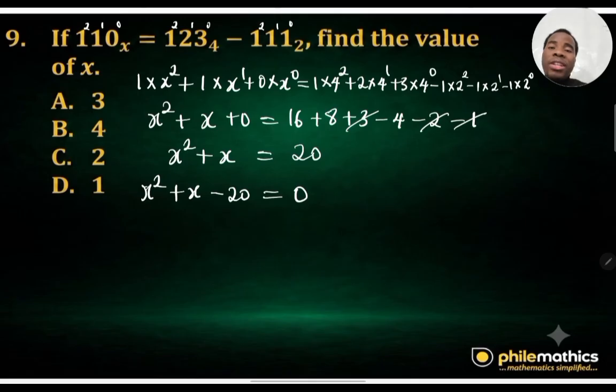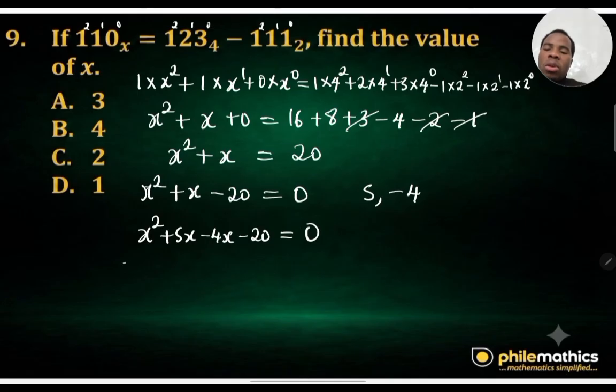Now we have to factorize. Look for two numbers such that when you multiply them, you get minus 20. And when you add them, you get 1. The two numbers that come to mind are 5 and minus 4. Because 5 times minus 4 is minus 20. And 5 minus 4 is 1, which is the coefficient of x. And so in place of x, we replace it with x squared plus 5x minus 4x minus 20.